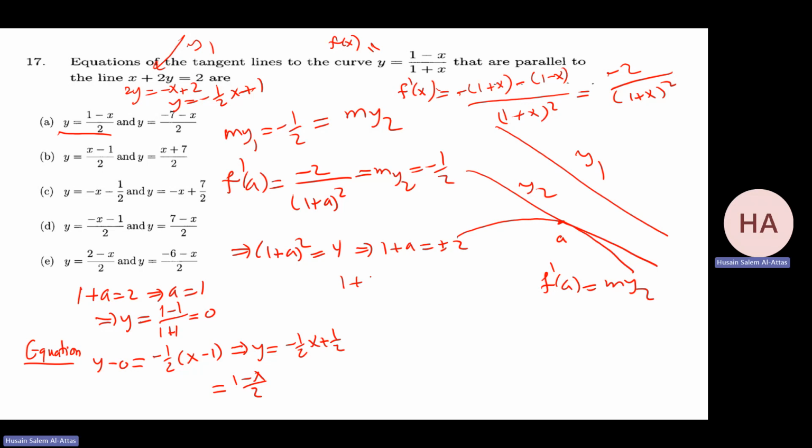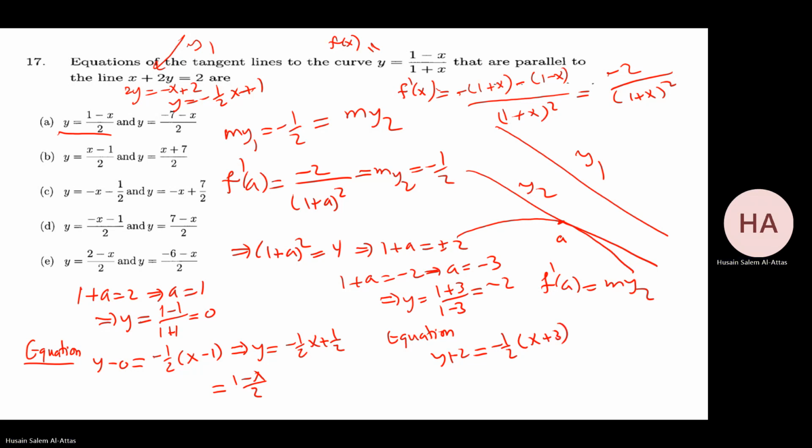I have 1 plus a equals minus 2, which means a is minus 3. That means y is 1 plus 3 over 1 minus 3, 4 over minus 2. So the equation: y plus 2 equals minus half times x plus 3. Multiply by 2, or I write y will be equal to minus half x minus 3 over 2 minus 2. In other words, minus half x minus 7 over 2, which is this one. Okay.